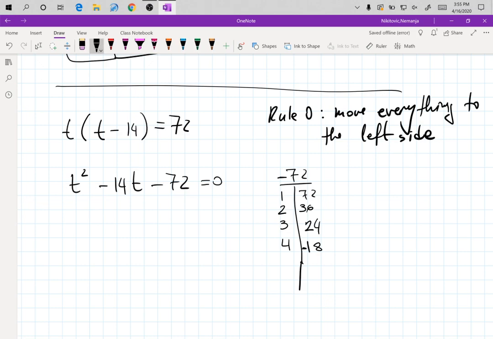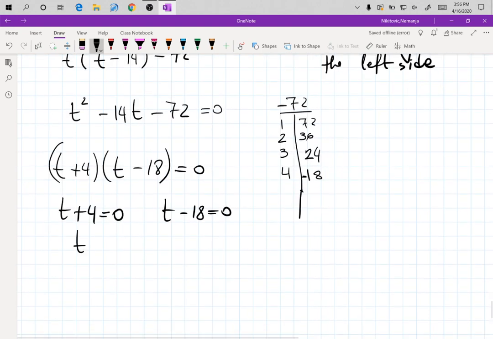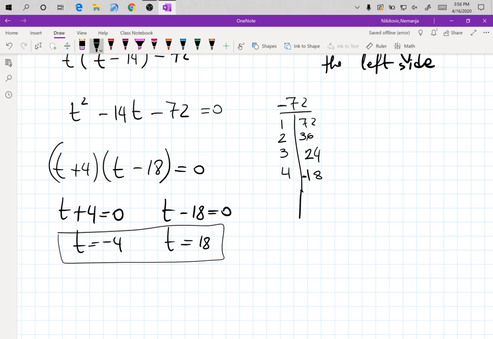Good. So we have t plus 4, t minus 18 equal to 0. So the zero product rule sets each one of these to 0. And the first t is negative 4 and the other t is 18. The problem might say check, which means you're plugging these answers into the original problem, making sure they work. Meaning left is equal to the right.